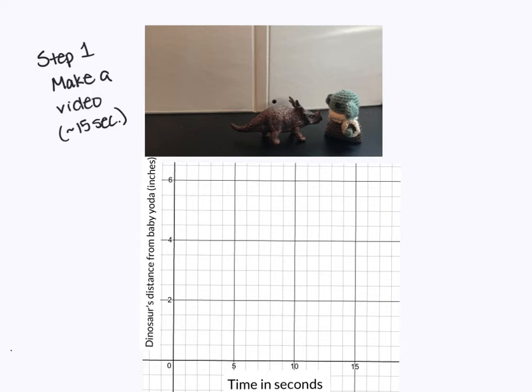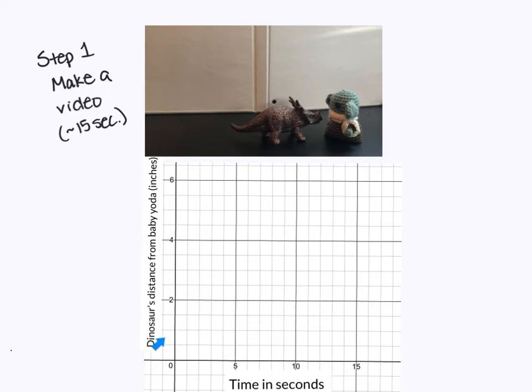Okay, so in the video, we've got a glitter dinosaur and a baby Yoda, and the glitter dinosaur is moving closer and further away from baby Yoda. So the thing that I have chosen to measure here is the dinosaur's distance from baby Yoda, and that's going to be in inches. Notice on the x-axis, I have time. All of your graphs are going to have time on the x-axis. Then over here, we're going to actually measure things.